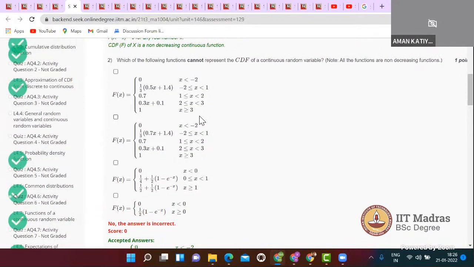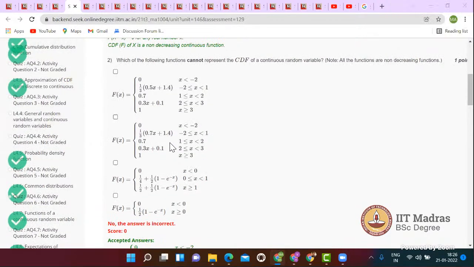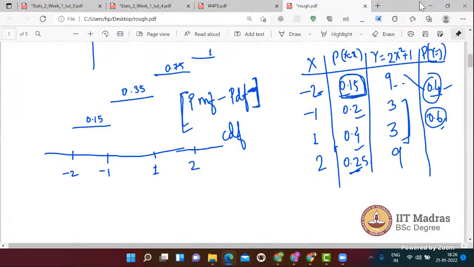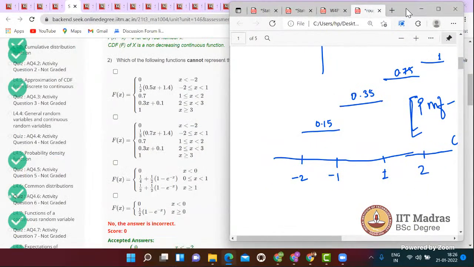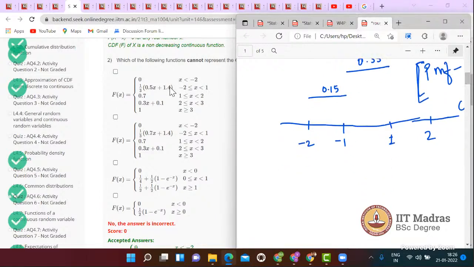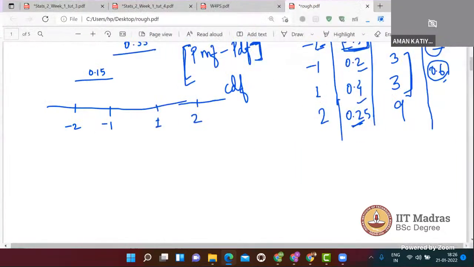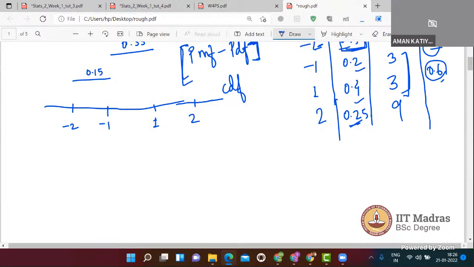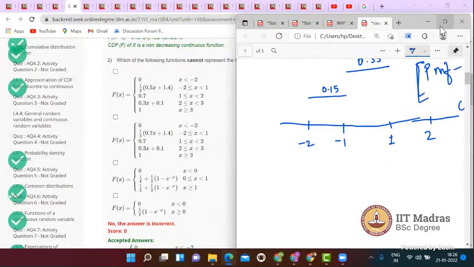See whether there's a jump or not. This is for the CDF, right? So there can be many methods to solve this question. One method is you can just calculate the PDF by differentiating for each interval, and then calculate the area. The area should be 1.